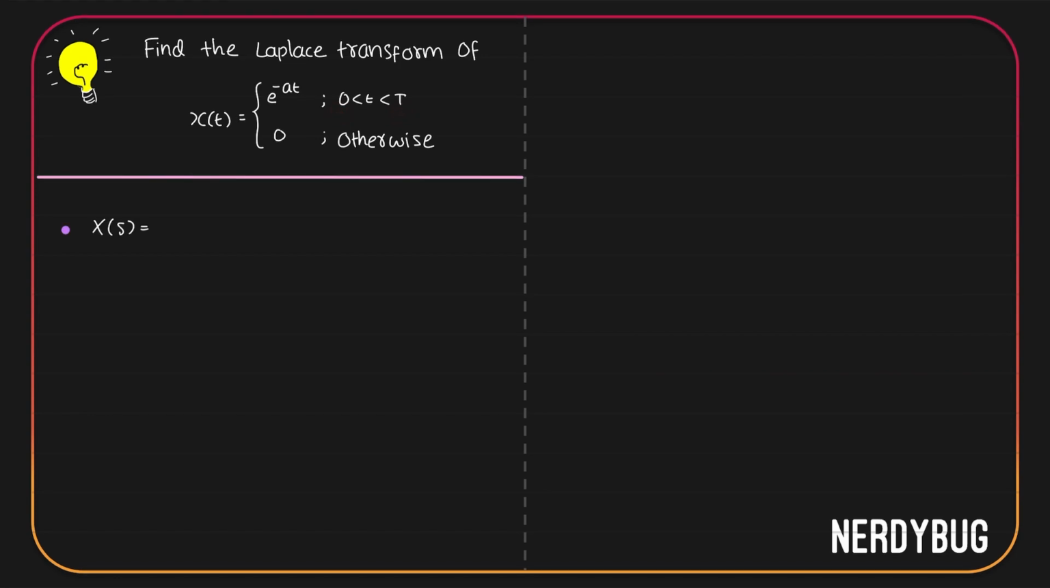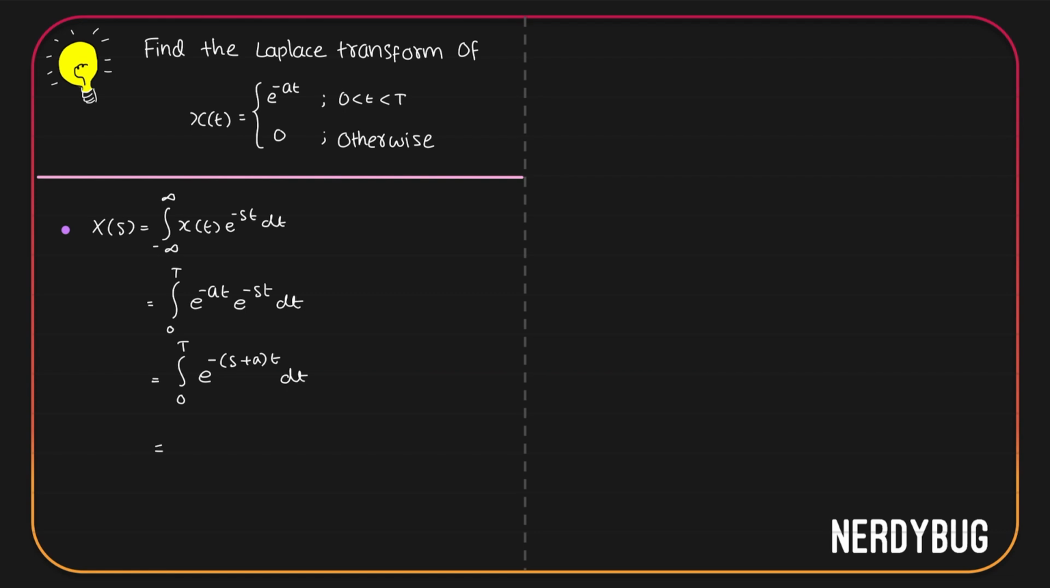We know X(s) is given by the integral from minus infinity to infinity of x(t) e^(-st) dt. But here x(t) is e^(-at) between 0 and T, and it is 0 otherwise. So we only have to take the integration from 0 to T, and between 0 and T the value of x(t) is e^(-at), giving e^(-at) e^(-st) dt. This can be written as the integral from 0 to T of e^(-(s+a)t) dt.